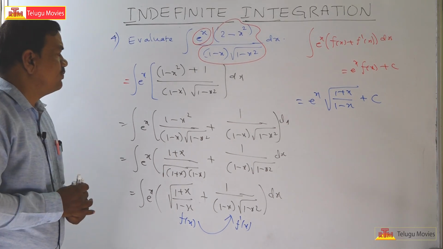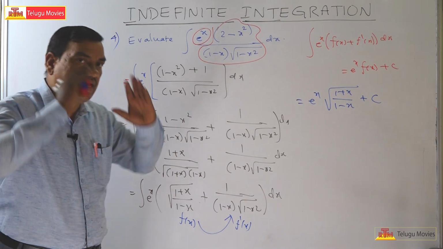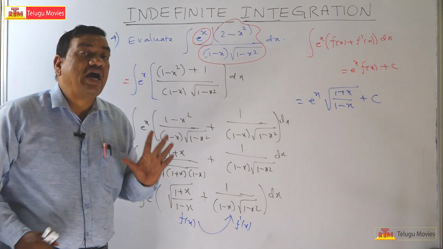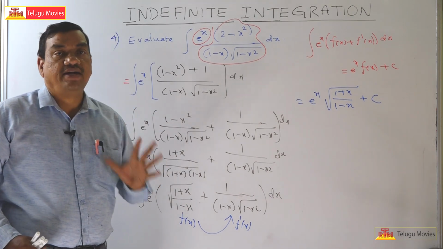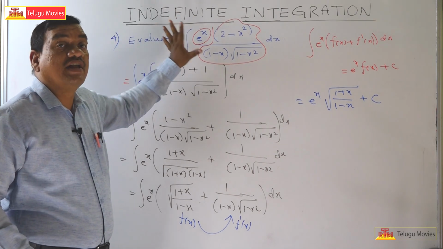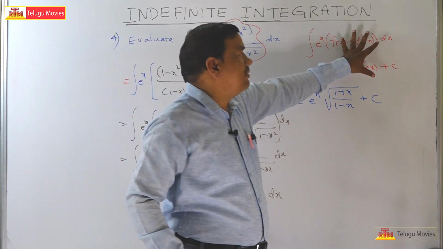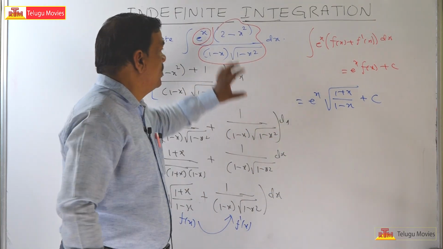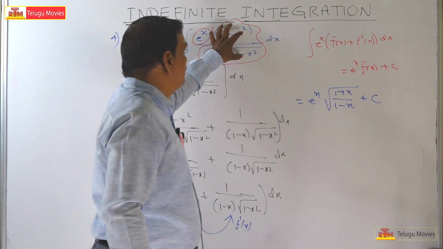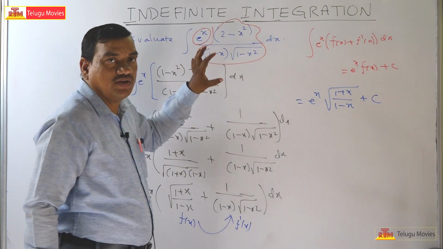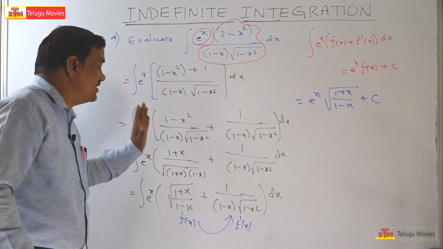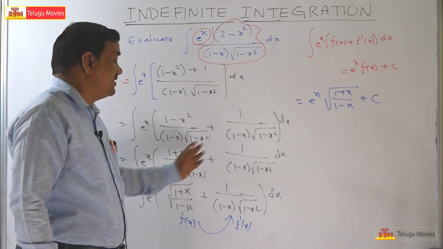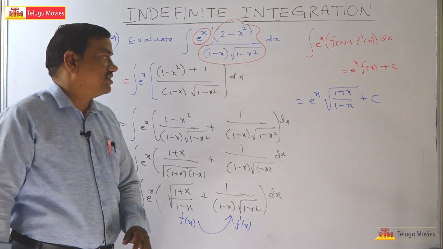Then how to proceed with this problem? First thing, how to get an idea that this problem should be solved in this method. The first idea that should strike our mind is, whenever e power x is given, you have to remember this formula. Second, you have to change this function into two functions, such that one is the main function and the second one is its derivative. So if it is f of x, that is f dash of x.